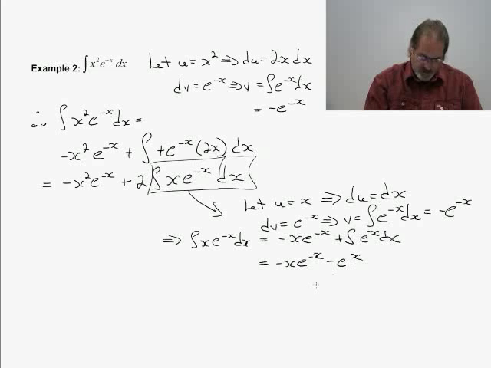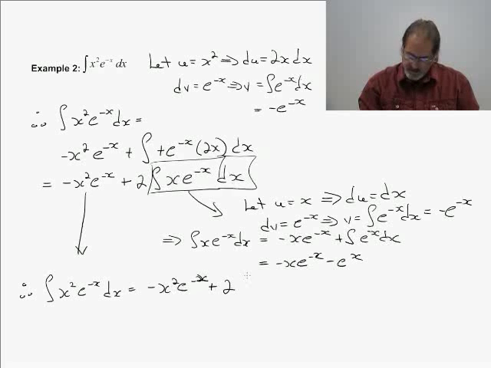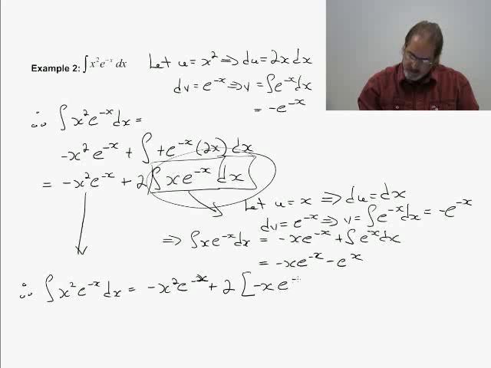I'm going to bring this straight down. And I'm going to say, therefore, my original integral of x squared e to the negative x dx is actually equal to, can't forget my 2, a negative x squared e to the negative x, plus 2 times this integral, which is a negative x e to the negative x minus e to the, this should be a negative x, I see there, negative x, sorry about that.